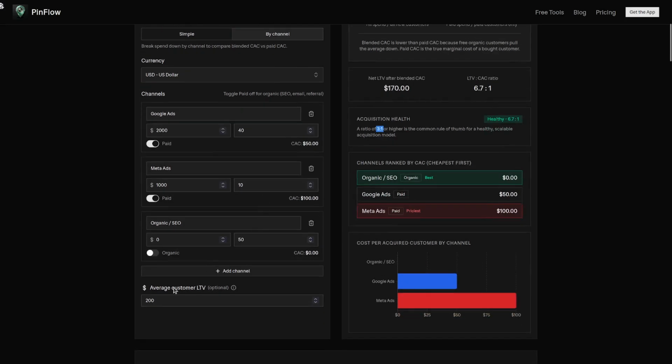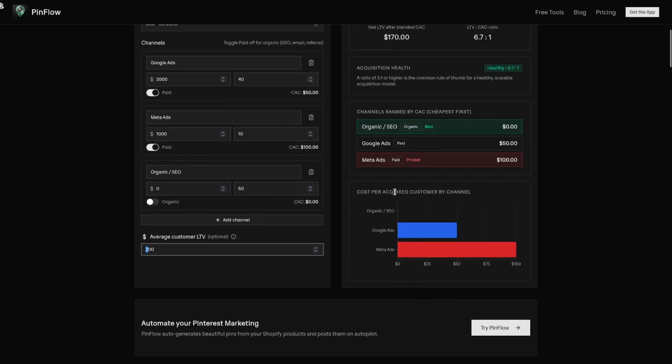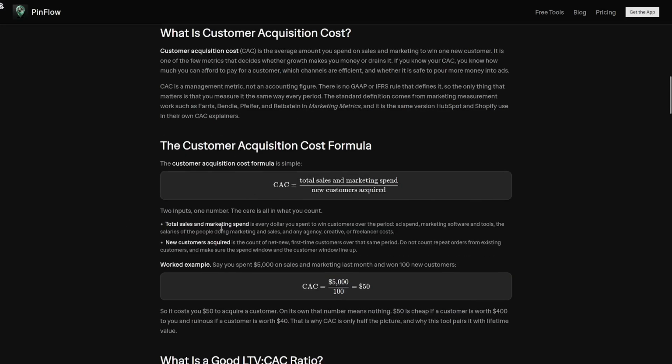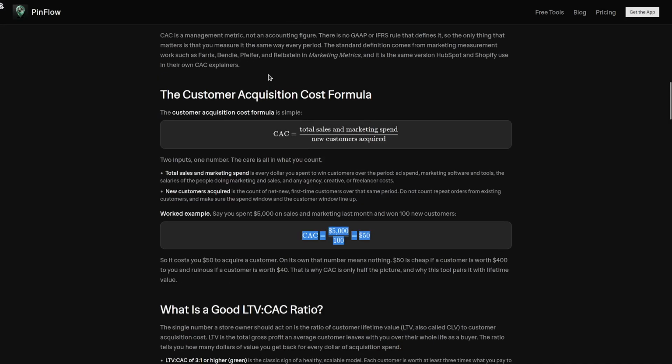Here, the same lifetime value is input. And here you can see a beautiful chart. If you don't understand, simply go to the documentation. Here are the formulas.